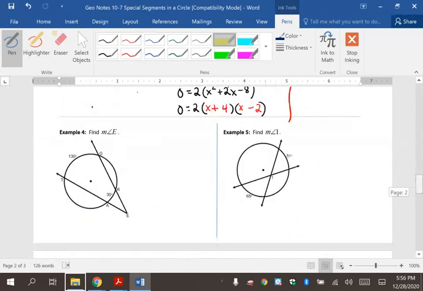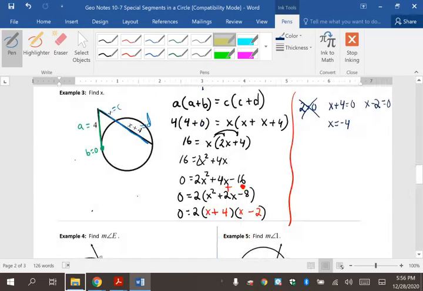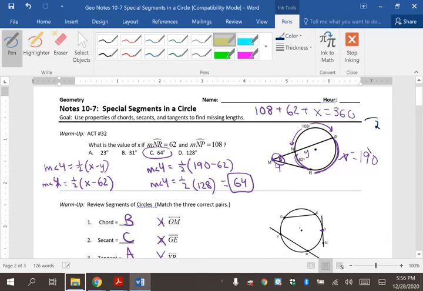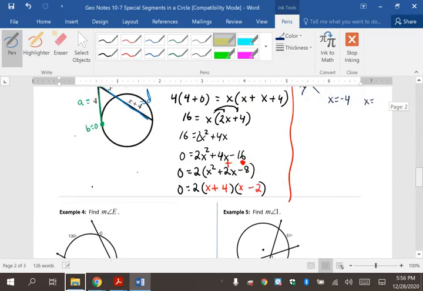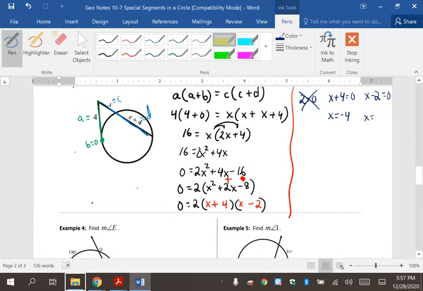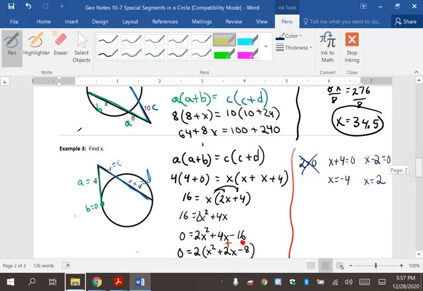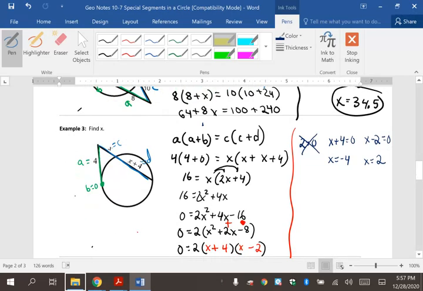Just make sure that your answer makes sense. So what is x? And x equals 2. Okay, so here the question is, let's find x. Now, x is a length, so x cannot be a negative. So we only have one answer.